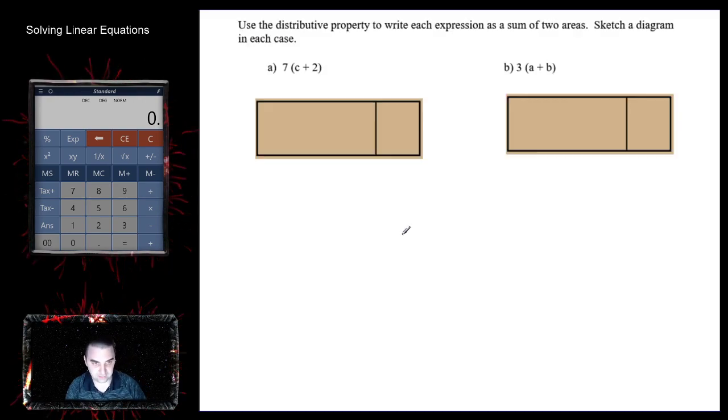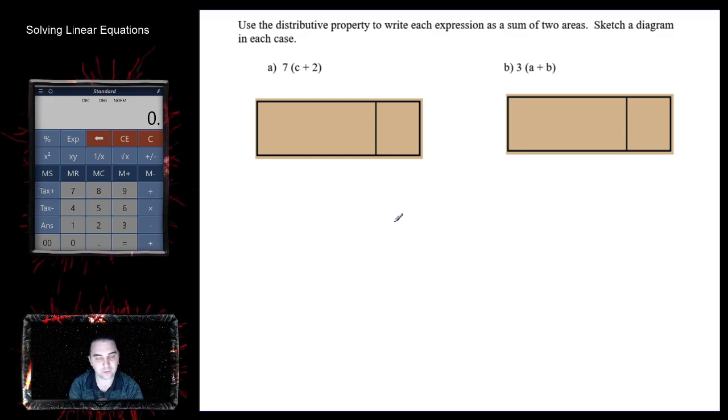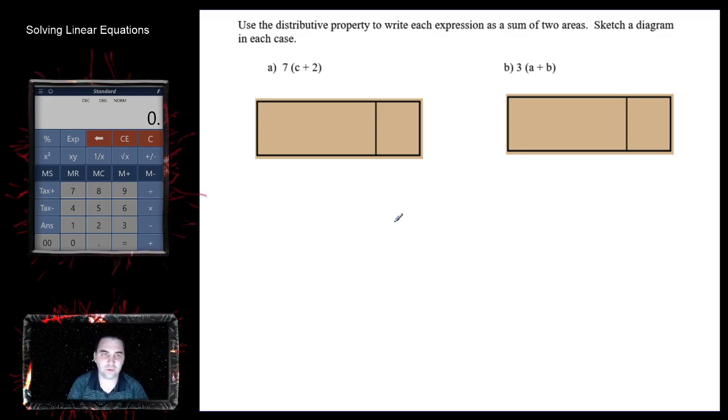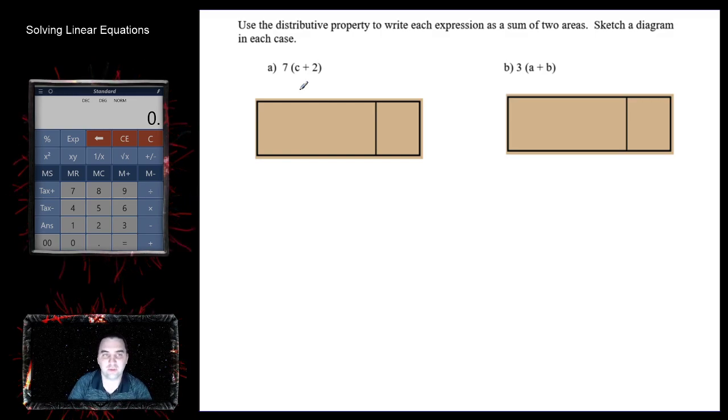Okay, let's move forward with examples. Distributive property is a tough thing to understand without looking at examples. It's just one of those things you gotta see a few times and then you'll start to get it.